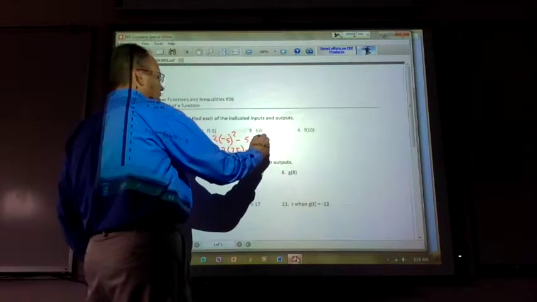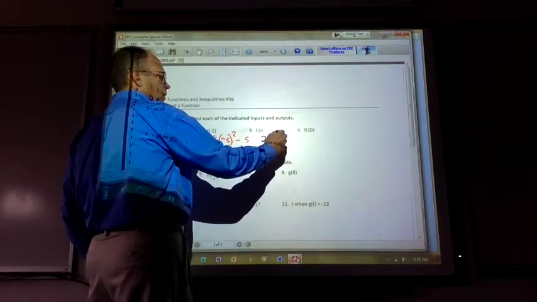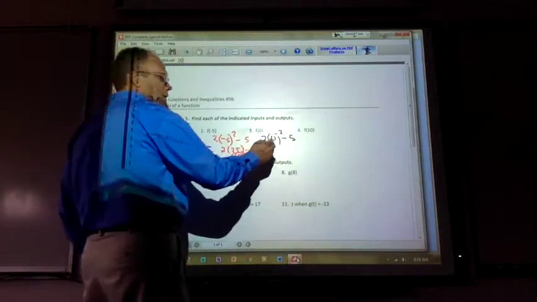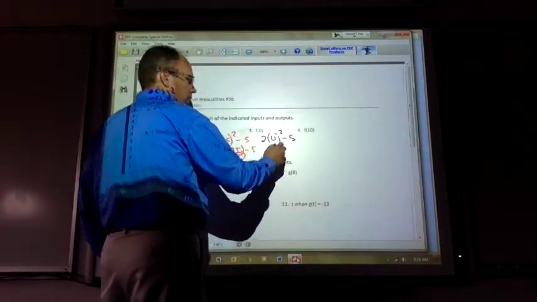So I'm going to plug 0 in for x. There was an x there originally. Now it's going to be 0. So 0 squared, 0. 2 times 0 is 0. Minus 5 just comes up to -5.